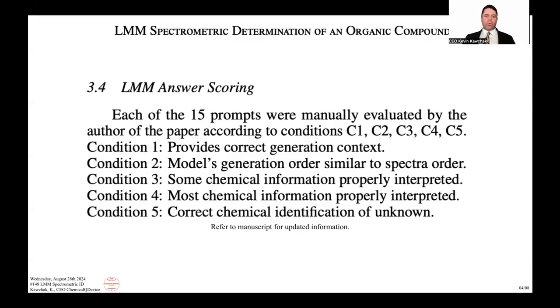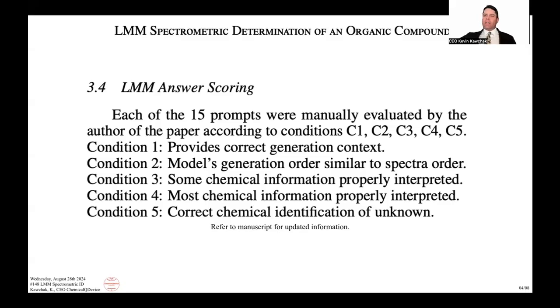Then condition 3: some chemical information properly interpreted, meaning that it gets the gist of it, like it gets the spectra, gets these types of things, but it's making too many errors to make a correct structure. And even sometimes condition 4: most chemical information properly interpreted. If it gets to that point, then it has a shot at doing the correct chemical ID of the unknown.